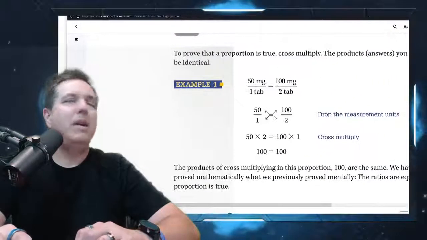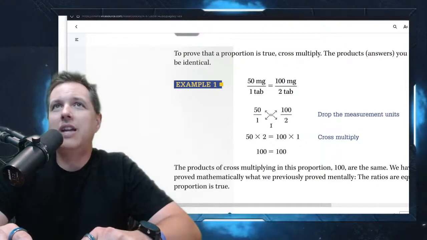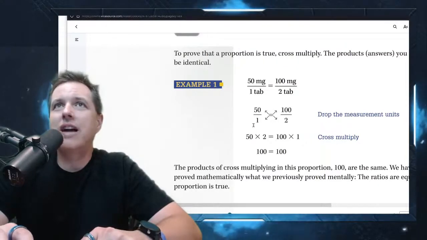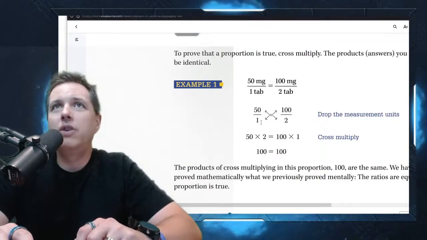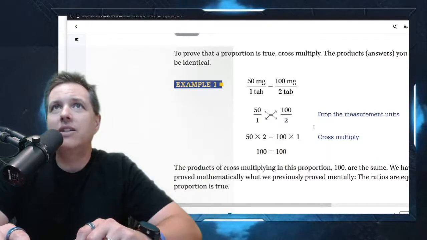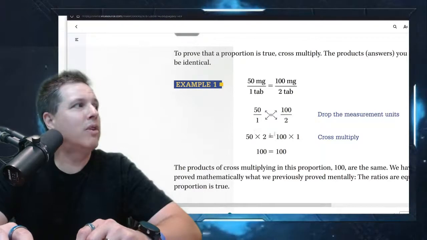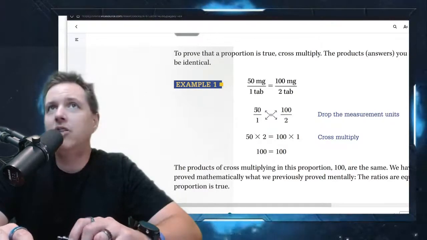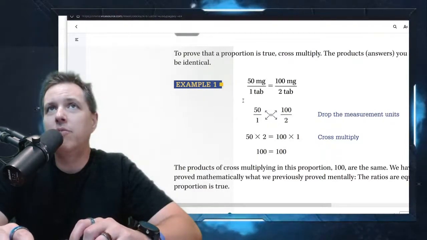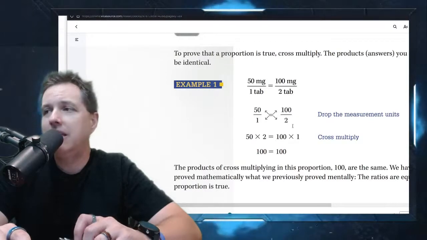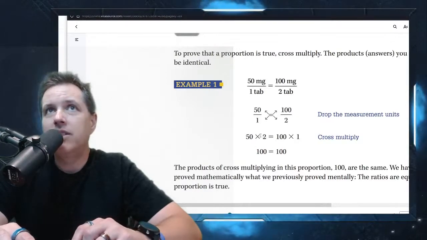That's really what they mean when they have these arrows, which is kind of, you didn't used to see this style. It's a little misleading. What you're really doing is you're multiplying diagonally. So you do the 50 times the 2. So see how they have 50 times 2 right here? Because we're multiplying the 50 in the top left by the 2 in the bottom right. We're multiplying diagonally down to give us this.